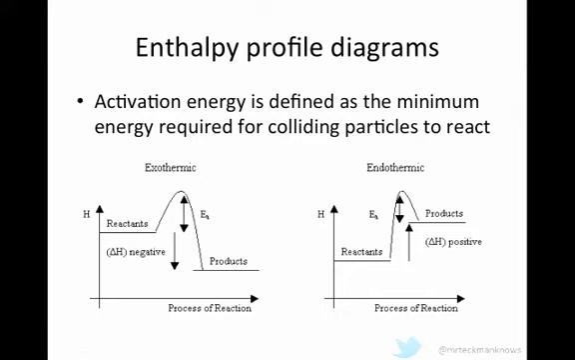In an endothermic reaction, even though we're going up levels anyway, we still have an activation energy. You have to jump over this little barrier here to get to our products. And the delta H is this bit here between these two.